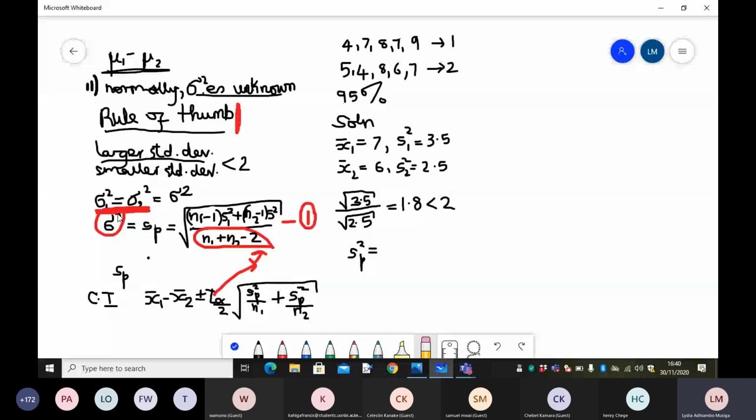And so even on the sigma squared, it should just be sigma. Sorry for that. It should just be sigma.